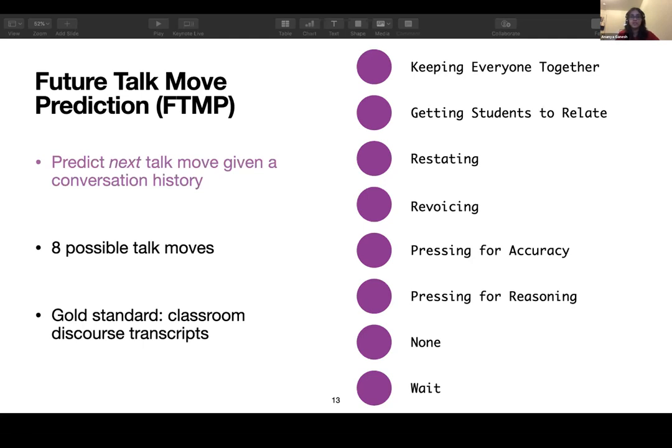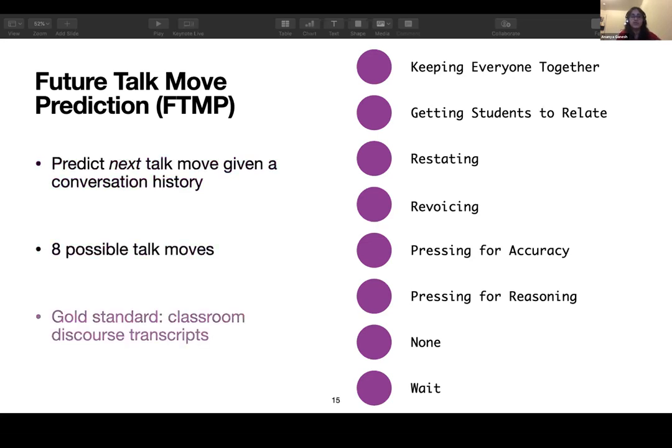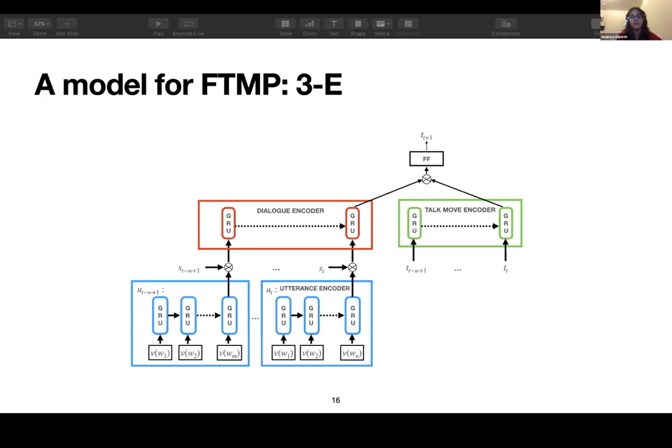In our recent ACL findings paper, we proposed the task of future talk move prediction for such a conversational system, where the task is to predict the next talk move that should be made given a conversation history of what's happened in a classroom, out of these 8 possible talk moves. Now, the gold standard for what the correct talk move is taken from transcripts of classroom discourse that are annotated for what talk moves the teacher actually used. So we propose a model for this task that we call 3E.